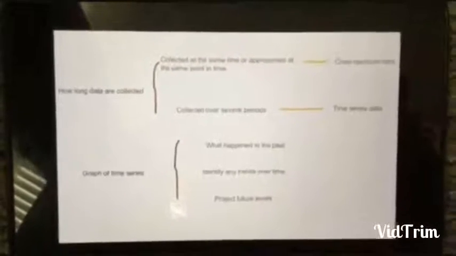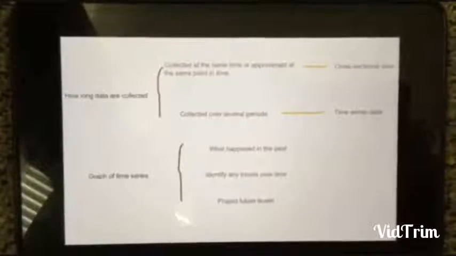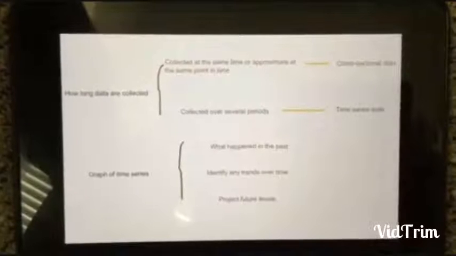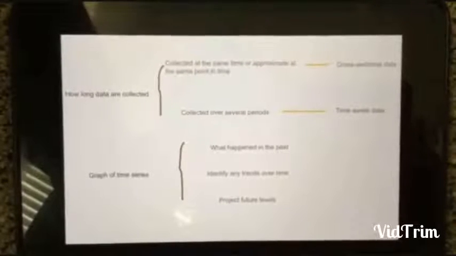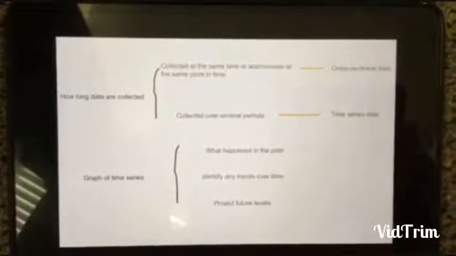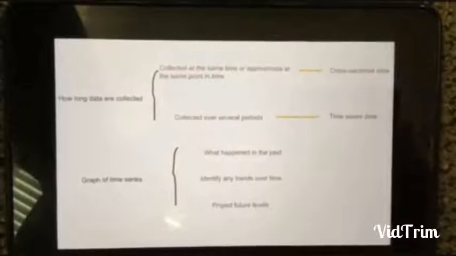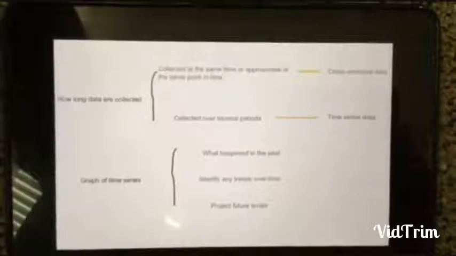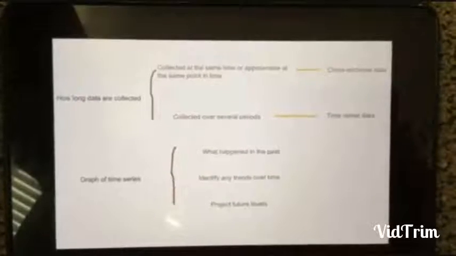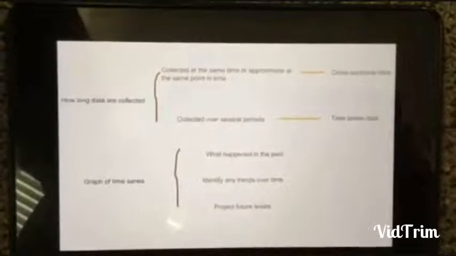Except for the ways of classifying data I mentioned just now, there is another way to classify data in terms of time: cross-sectional data and time series data. The difference between them is how long you collected the data. If data are collected at the same time or almost the same point in time, they are cross-sectional. If data are collected over several periods, they are time series.